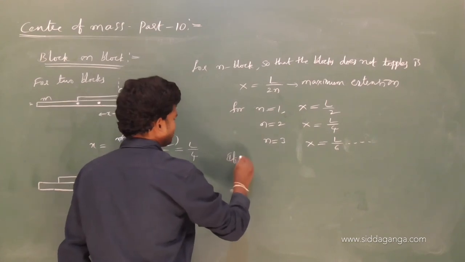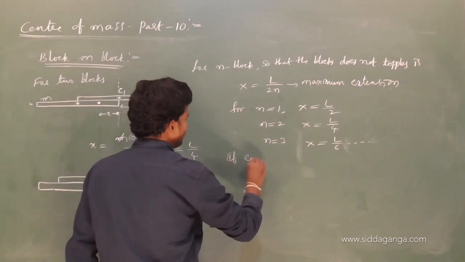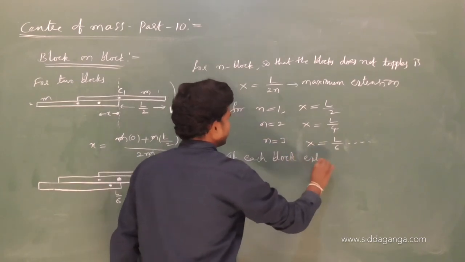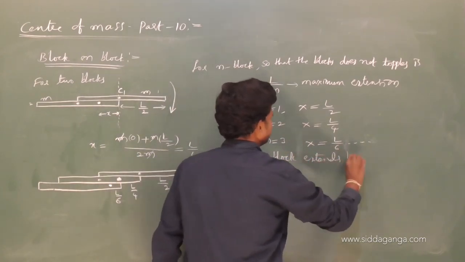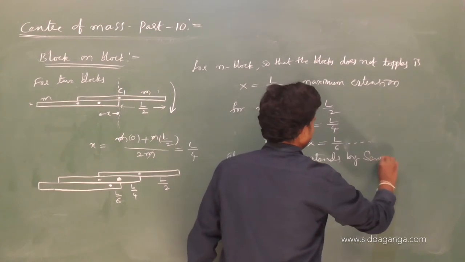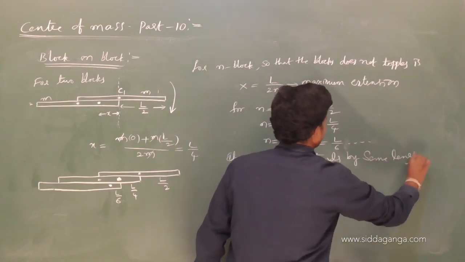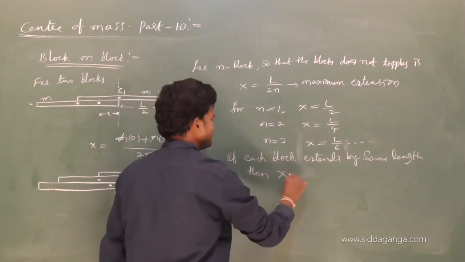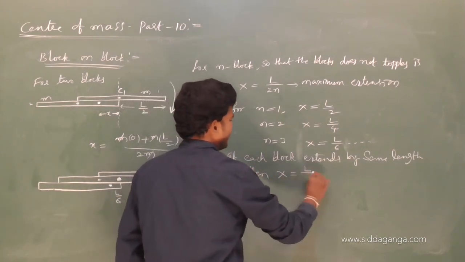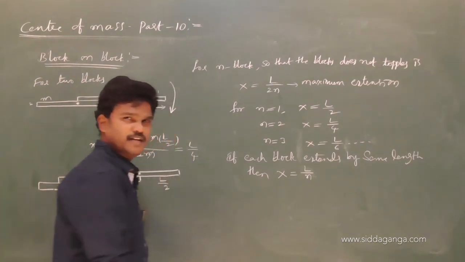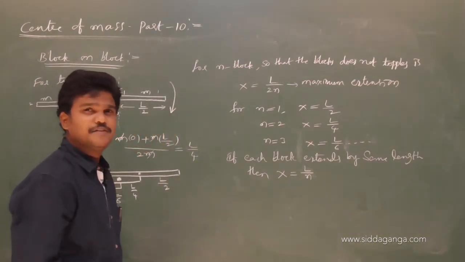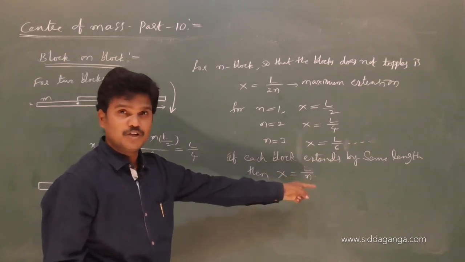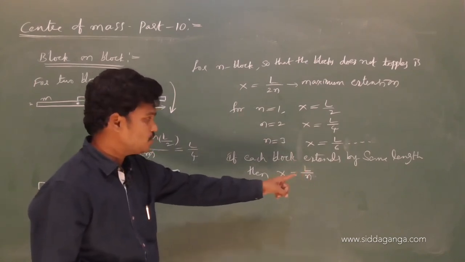If each block extends by the same length, then we can use one shortcut formula directly. Now x is equal to the maximum extension, which is L by n. Let us see, if they give two blocks, what is x? L by 2. So if they give two blocks, L by 2.